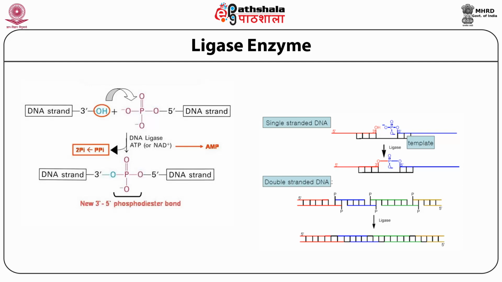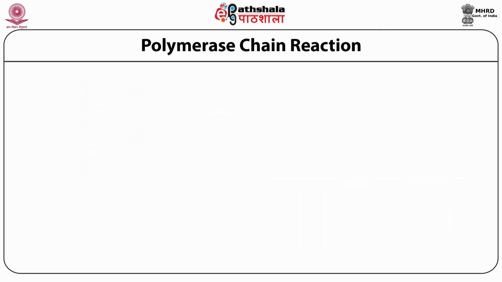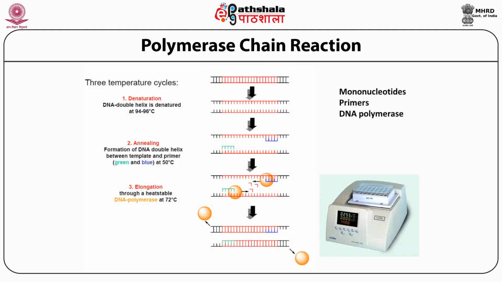So if you look at this example, when you have single-stranded DNA, it can repair the single-stranded DNA, and in double-stranded DNA, you can see those cut sections, the ligase repairs to form perfect double-stranded DNA. Let's look at polymerase chain reaction, which is very famous, and this is where DNA or RNA polymerase, that particular enzyme, is useful to make copies of DNA.